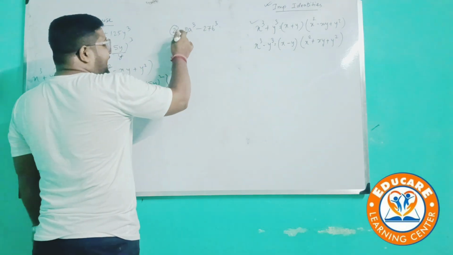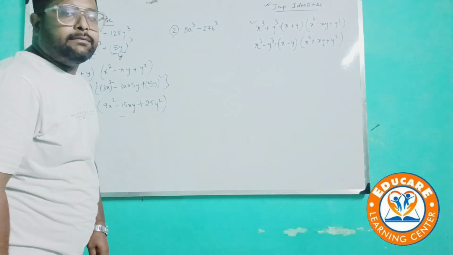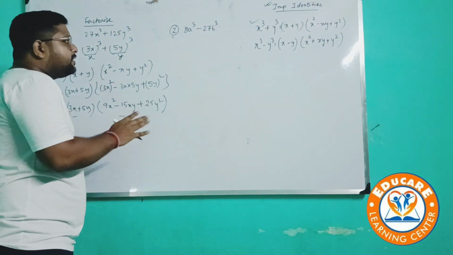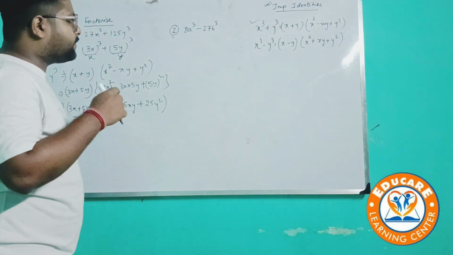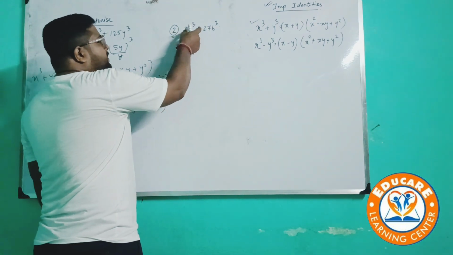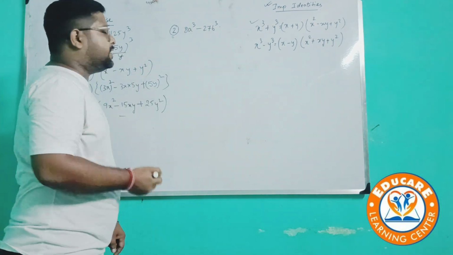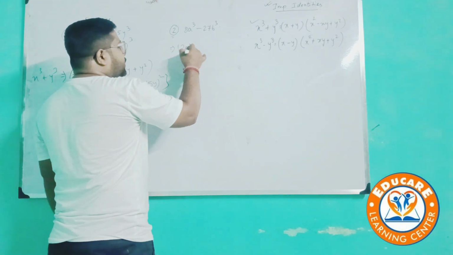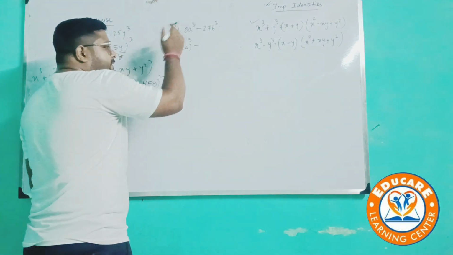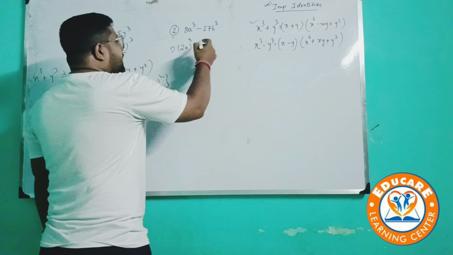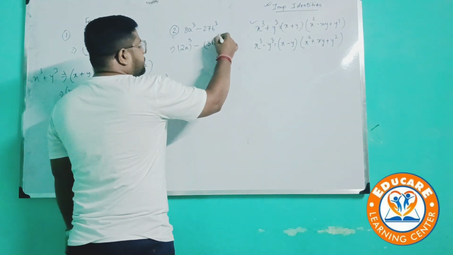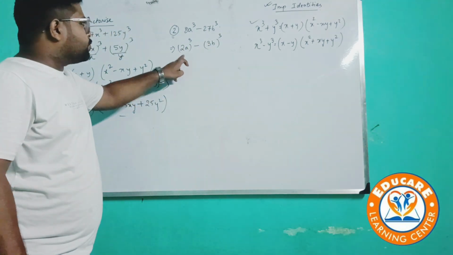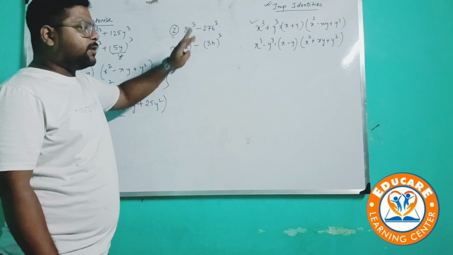Now let us move to question number 2, which says 8a cube minus 27b cube. We had learned this concept previously that your first target would be to convert this number in power of 3. So in case of 8a cube we can write (2a) whole cube minus, in case of 27b cube we can write (3b) whole cube. 2 into 2 into 2 is 8 and 3 into 3 into 3 is 27.